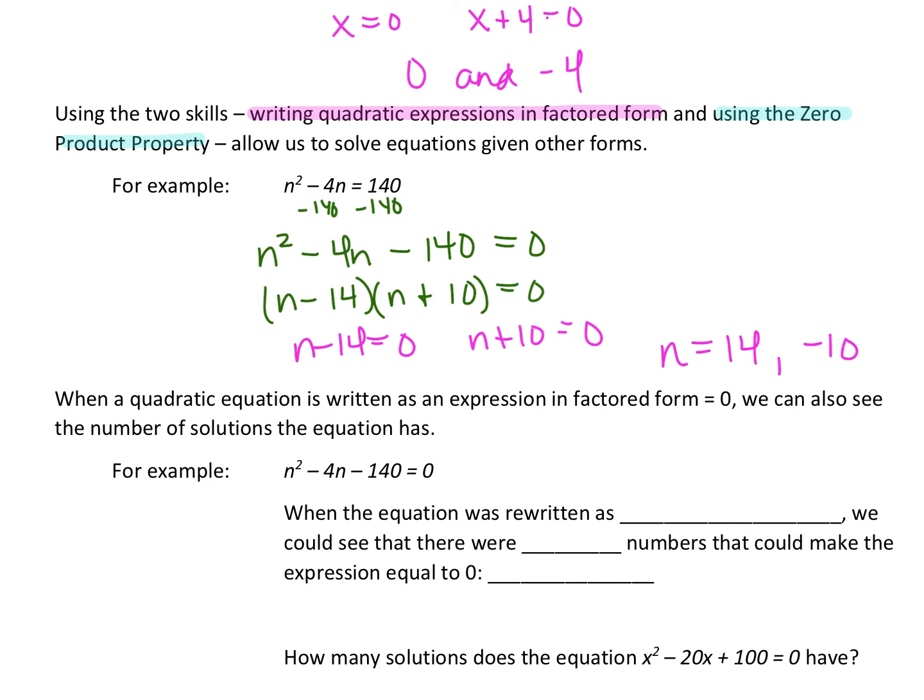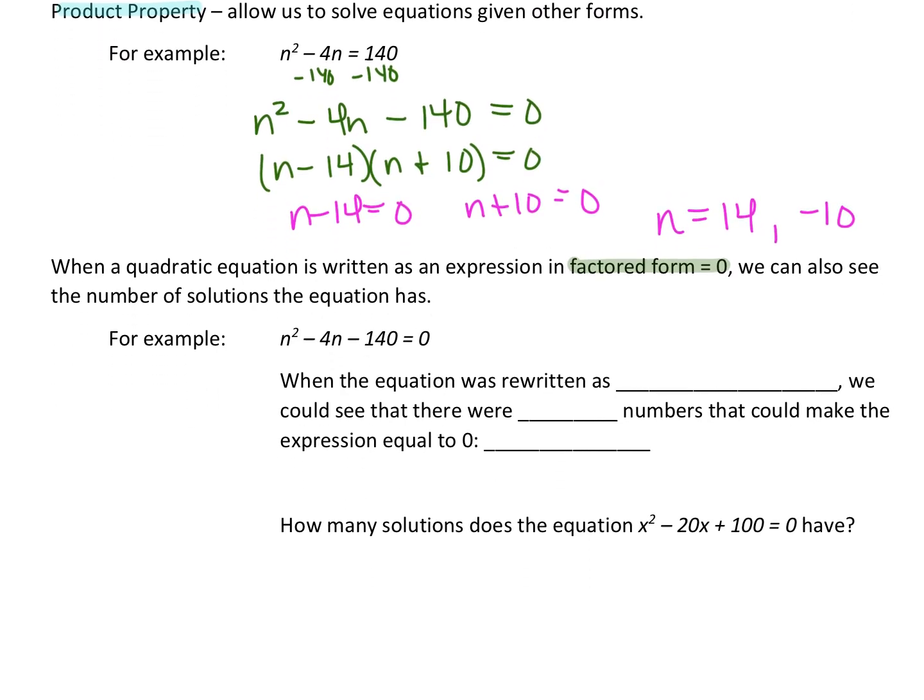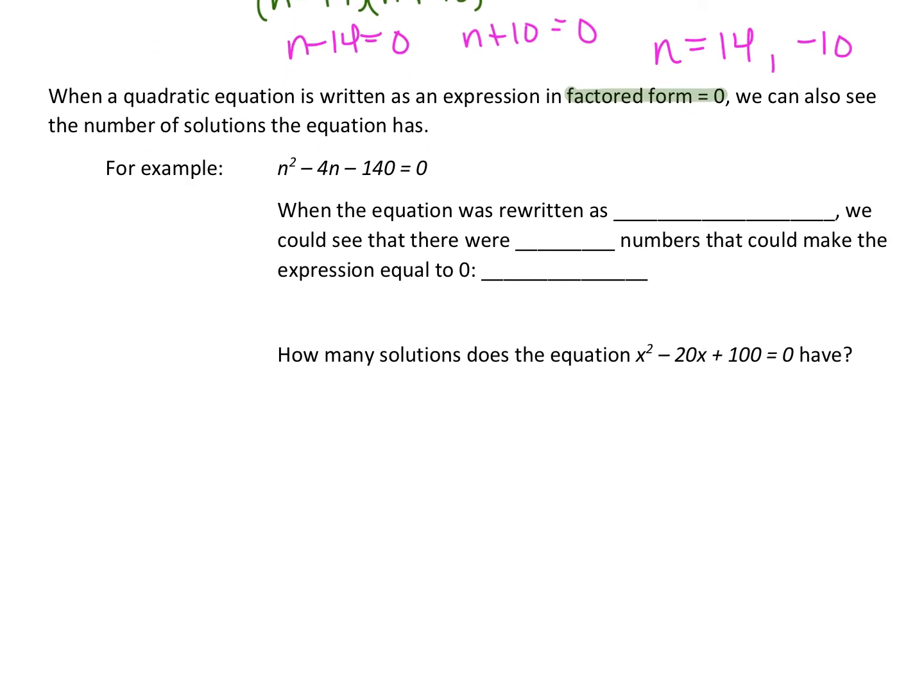When a quadratic equation is written as an expression in factored form equal to 0, we can also see the number of solutions the equation has. So for example, n squared minus 4n minus 140 equals 0. When the expression was rewritten in that factored form, n minus 14 times n plus 10 equals 0, we could see that there were two numbers that can make the expression equal to 0, 14 and -10.